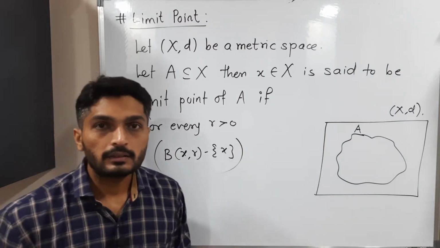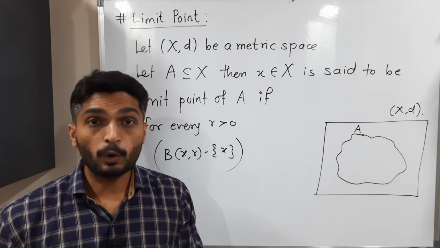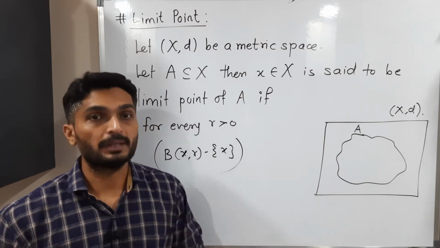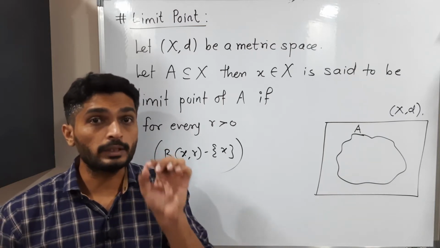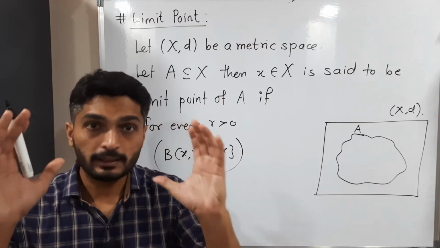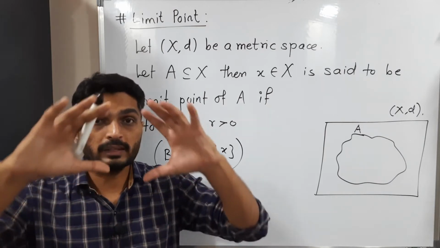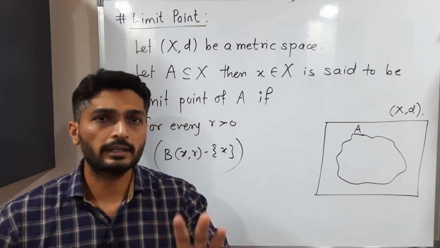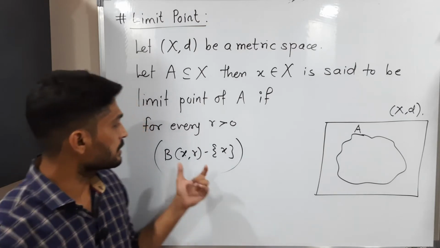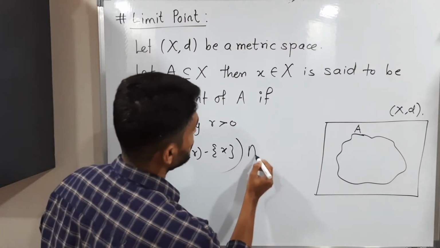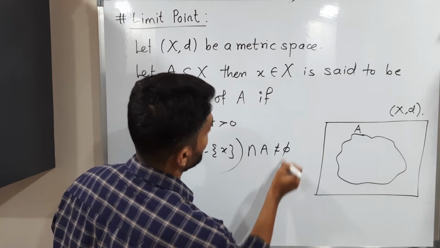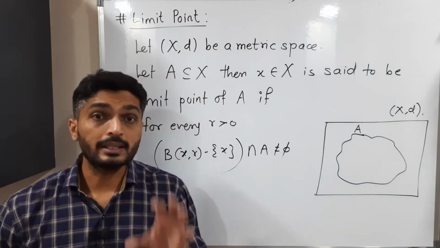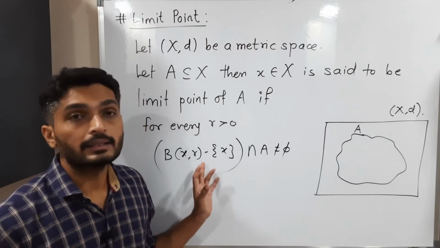What is the meaning of it? B(x, r) means open ball with center x, radius r. We are removing x from it. That means we are removing the center of a ball from that ball. Getting? So we can call it a punctured disk. The center is removed from a ball, so the remaining part is called a punctured disk. So for such a set we have intersection with A should be not equal to phi. That means every open ball around x intersects A at a point other than x.